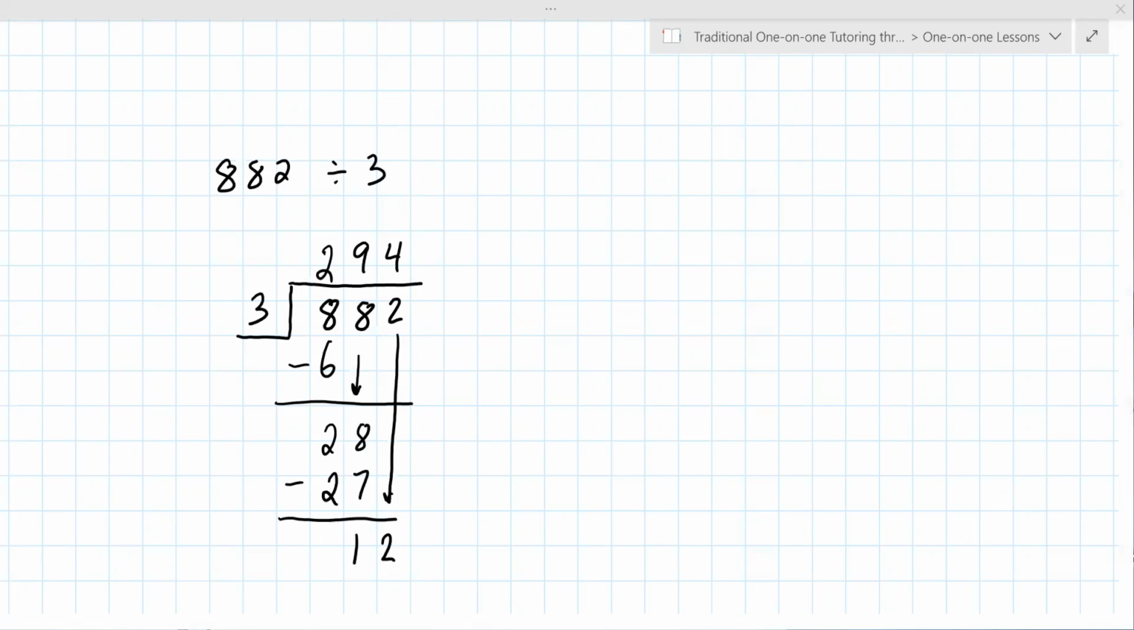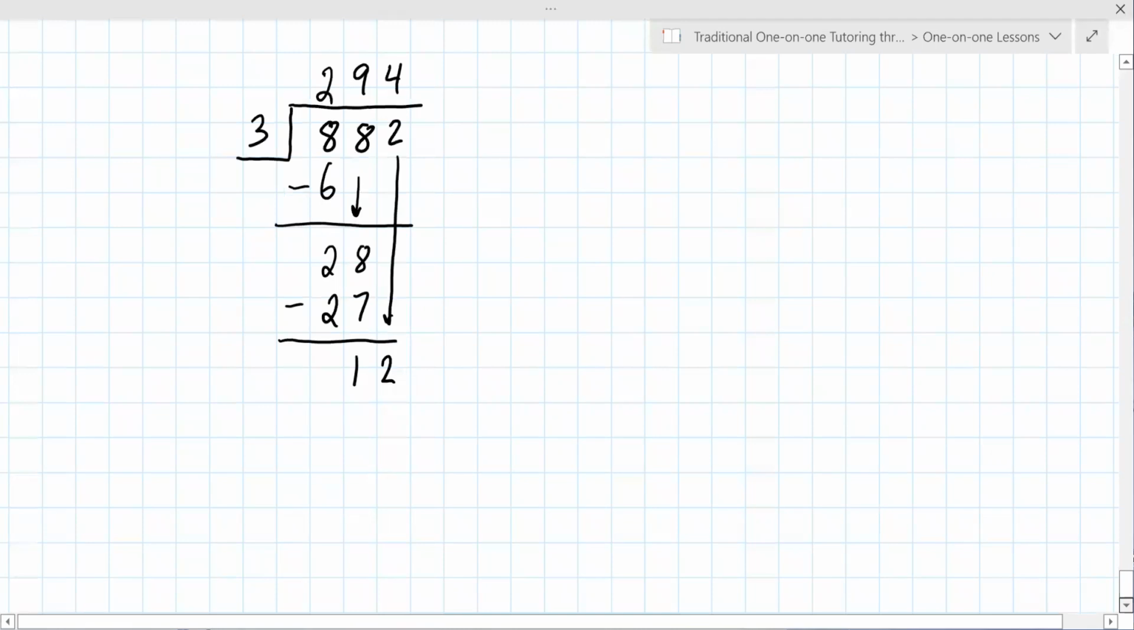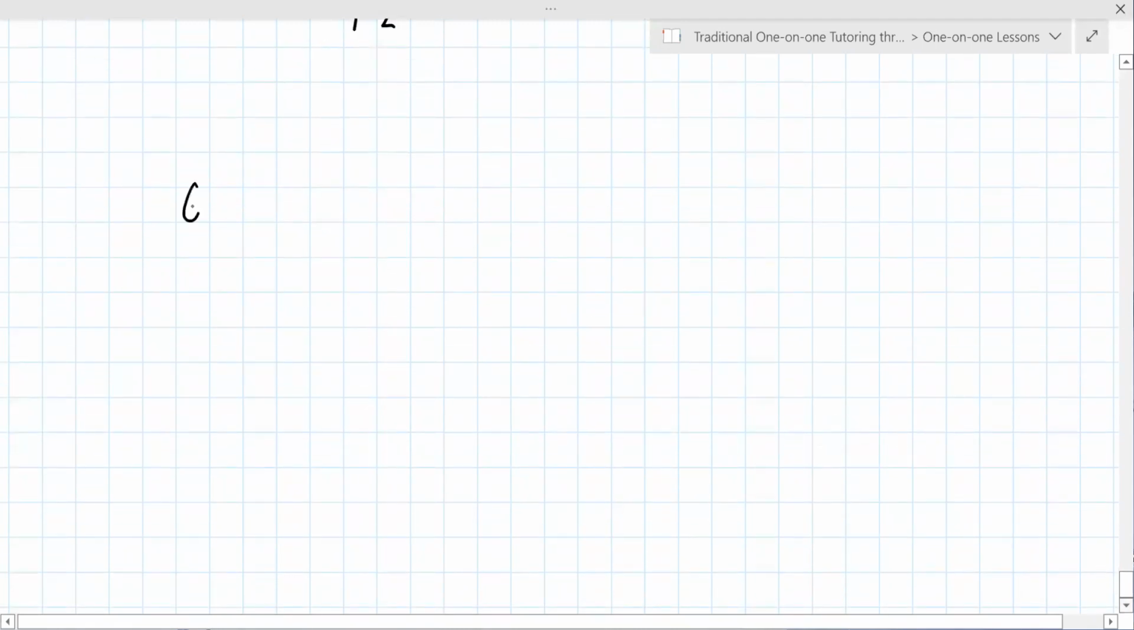Let's have you try one more here. Let's have you try 684 divided by 12.